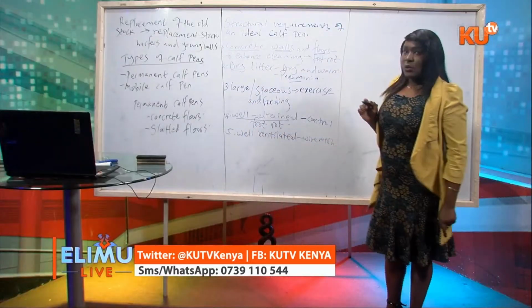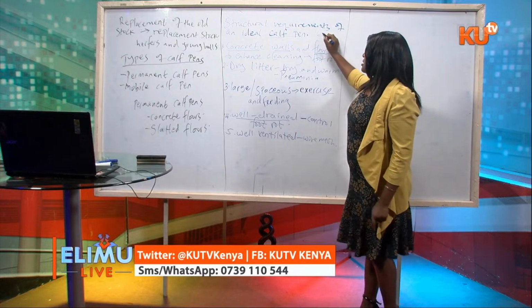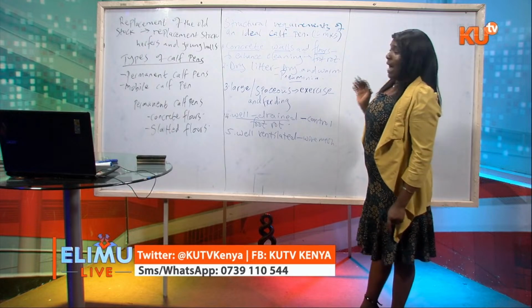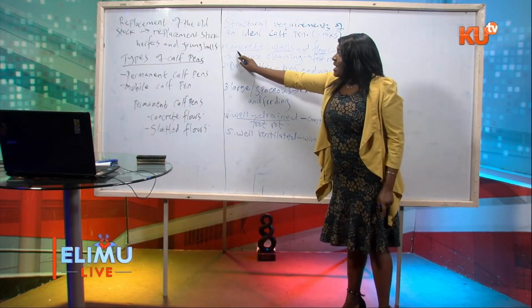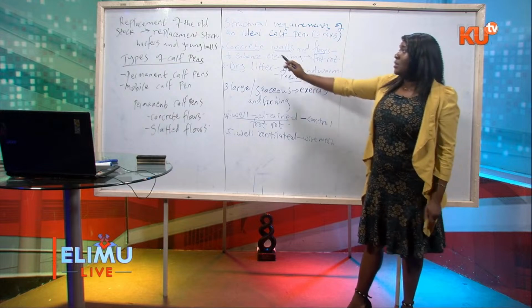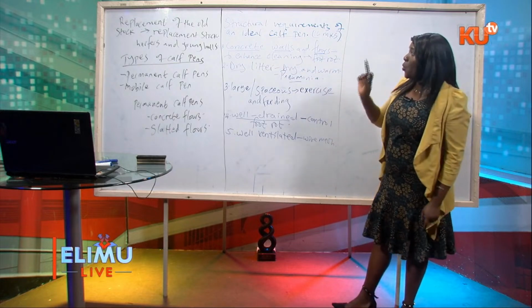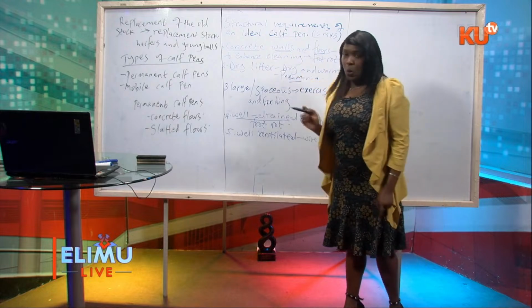So we are at point number 5, and so far we said that this is an essay question that can earn you up to 16 marks, and for you to scoop those 2 marks, you need to give us the structural requirement, which in this case is the concrete walls, and you need to give us a reason why you need the concrete walls.